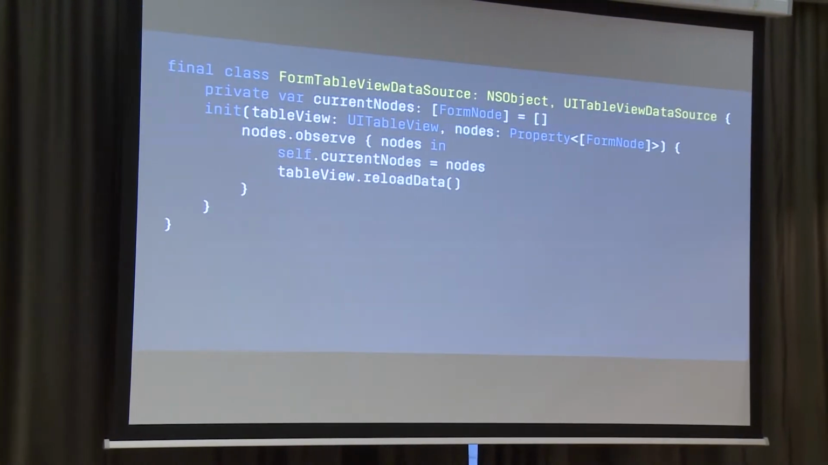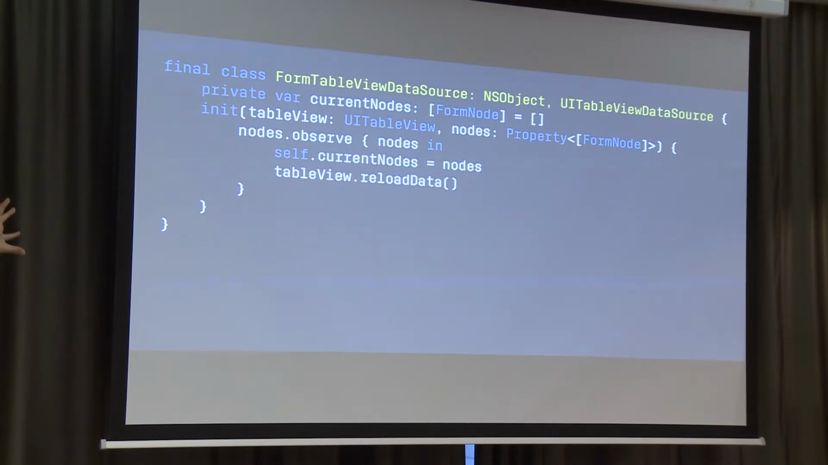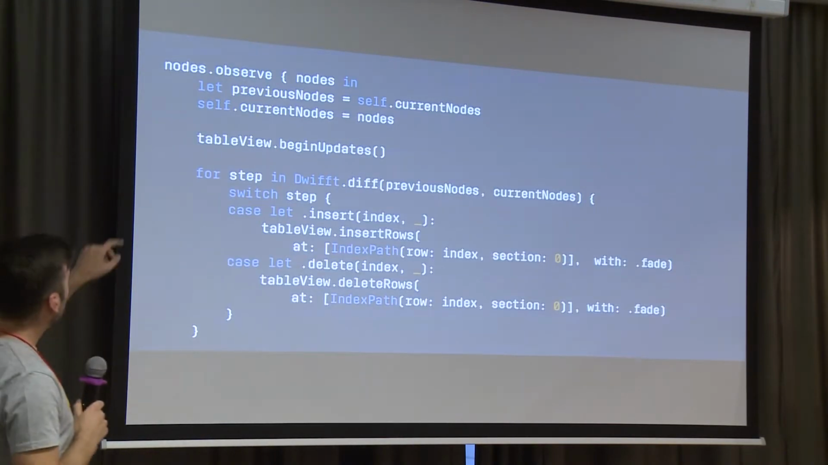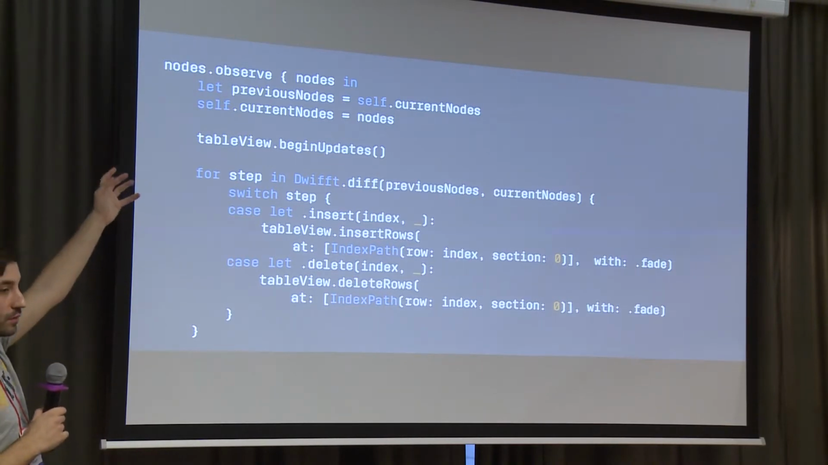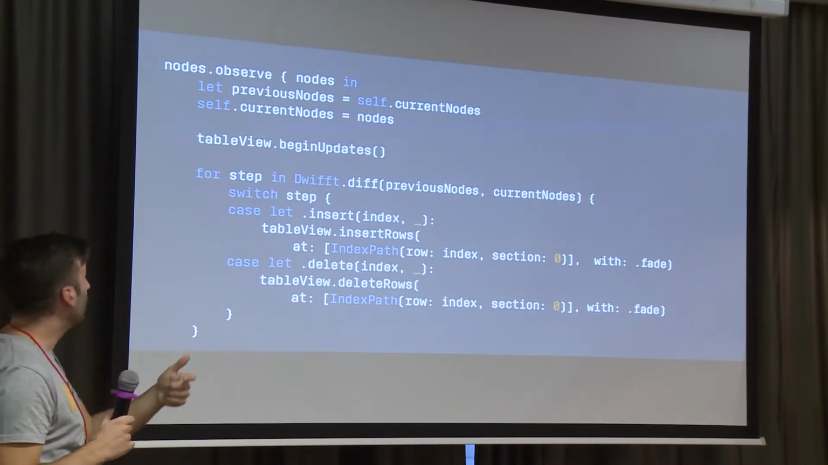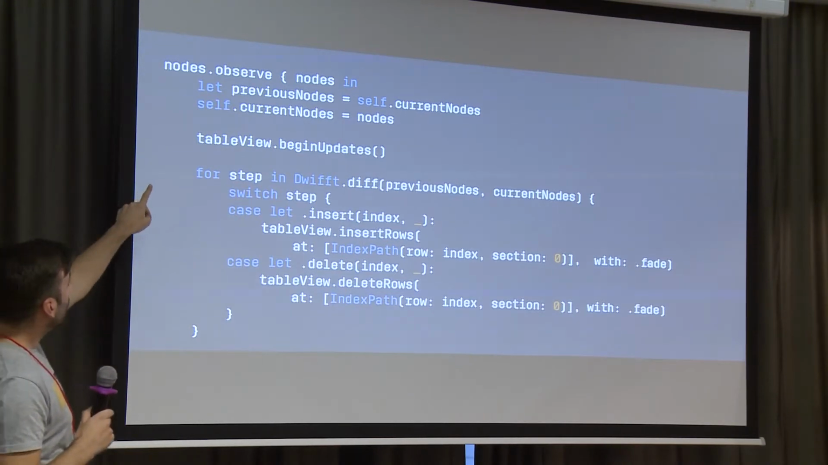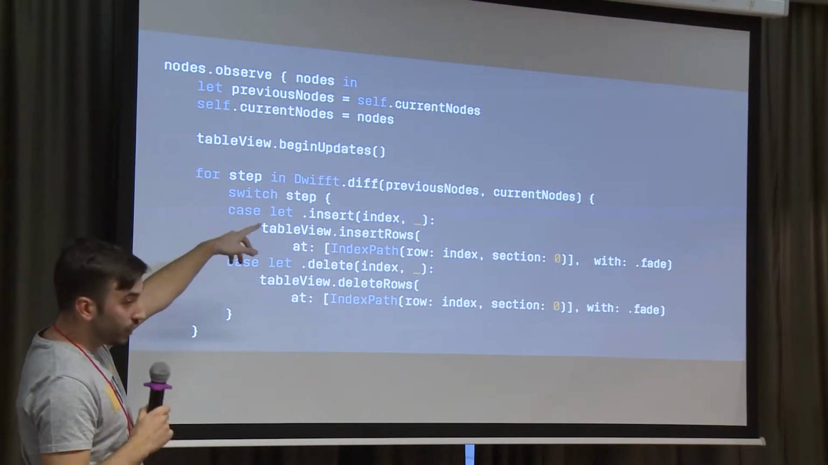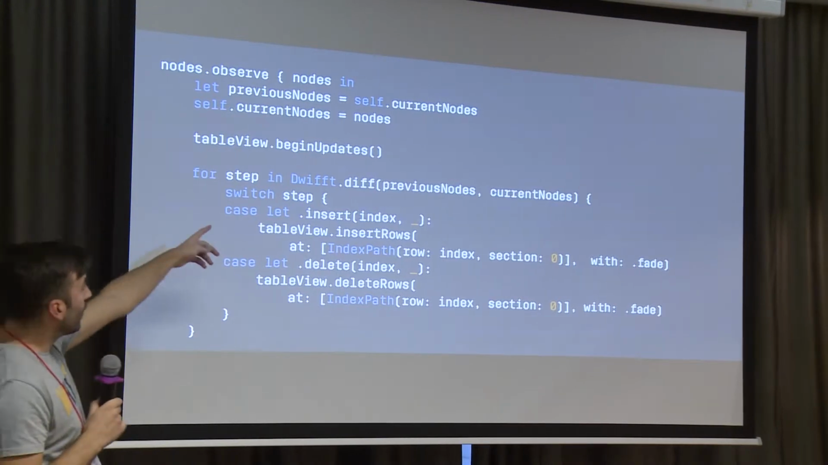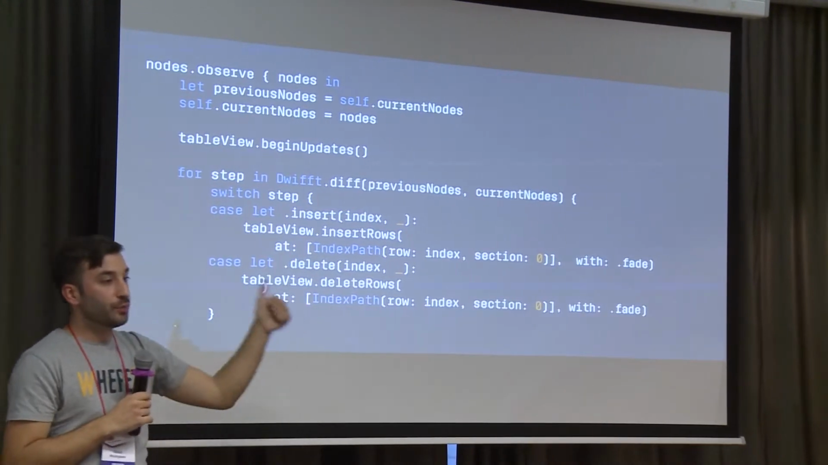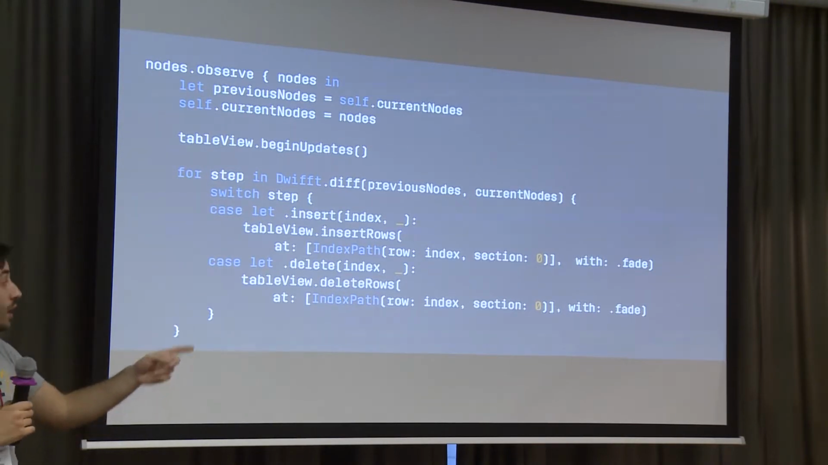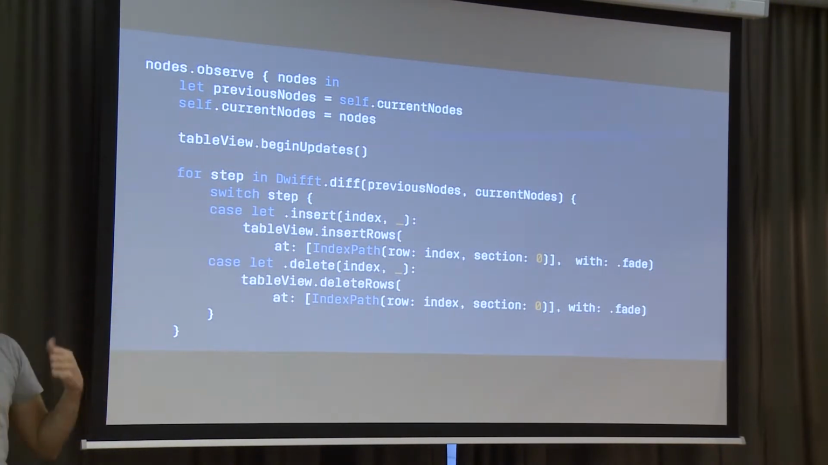So after this, essentially, we have this data source that doesn't work for our case. What we want to do, essentially, is this. We have this observation that changes every single time that nodes are updated. And we start a begin updates for the table view. And we apply the diffing between the previous nodes and the current nodes. And this will give us essentially each insert and each delete that happened with this transition.